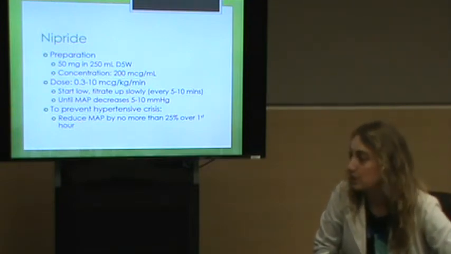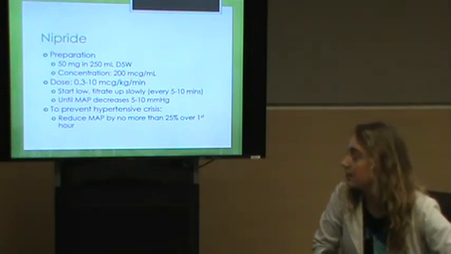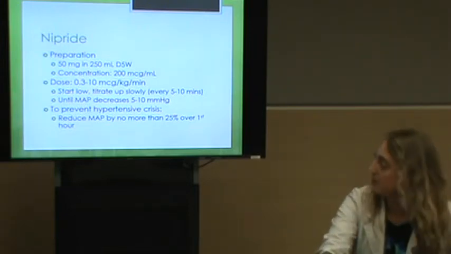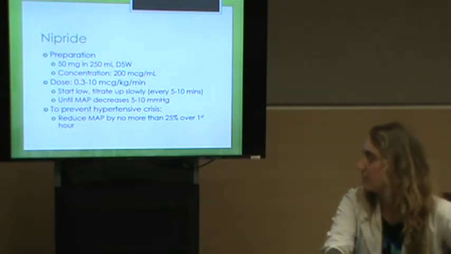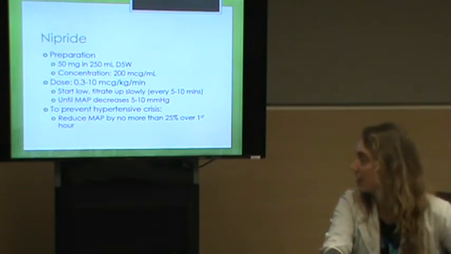It's very important to start low and go slow. You would typically do your titrations every 5 to 10 minutes until your mean arterial pressure decreases by 5 to 10 millimeters of mercury. To prevent hypertensive crisis from occurring, it's important to not reduce the mean arterial pressure faster than 25% over the first hour.